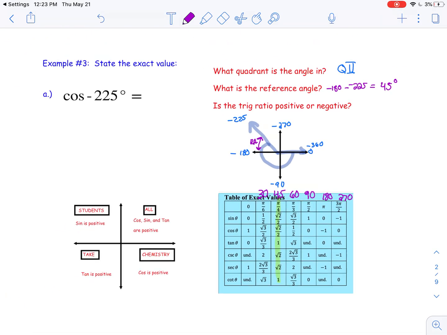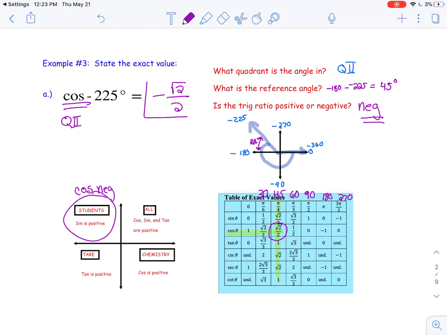And is my trig ratio positive or negative? So I'm looking for cosine in quadrant 2. So I look here. The only thing that's positive in quadrant 2 is sine. So cosine is negative in quadrant 2. So I'm going to be negative. So I look at my chart. I'm looking at cosine of 45 degrees is radical 2 over 2, but it has to be negative. So it's going to be negative radical 2 over 2. So I'm basically just using the chart for these.